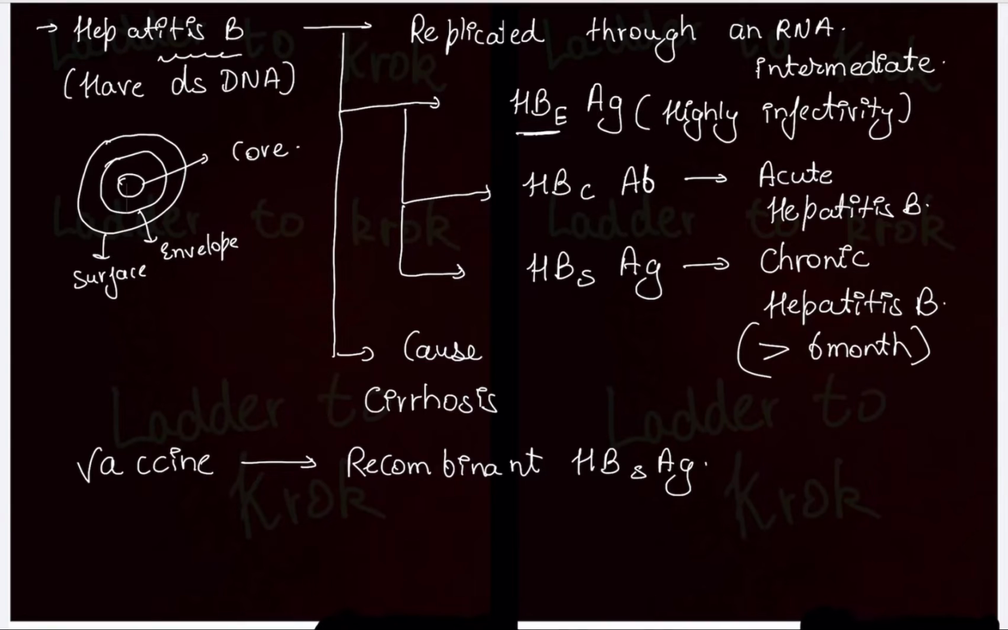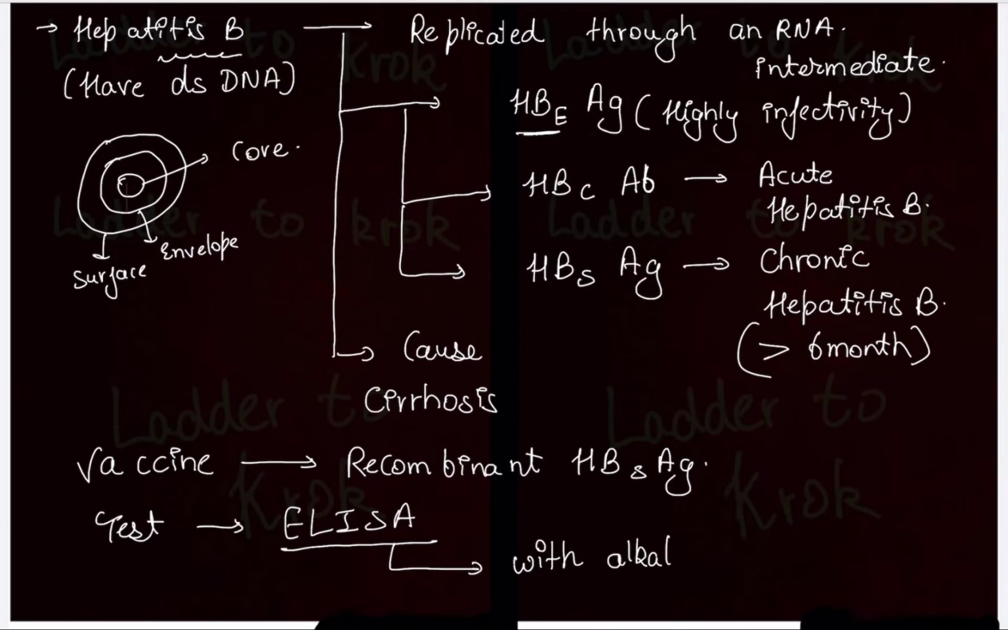And what is the test we usually do for this hepatitis? The test is ELISA, enzyme linked immunosorbent assay. And ELISA is done with, as you all know, alkaline phosphatase.